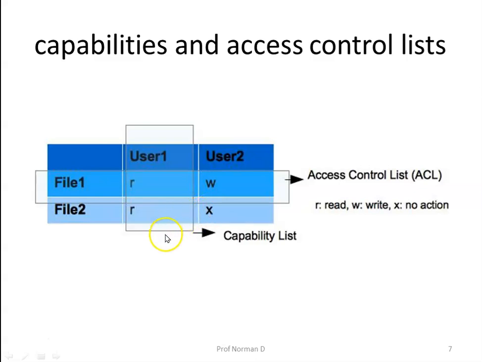Now in this figure, file 1 and file 2 would have the following access control lists. With respect to the ACL, user 1 has read permission for file 1 and user 2 has only write permission for file 1. Similarly, user 1 has read permission for file 2 and user 2 has no access permission to file 2. Whereas with respect to the capability list, user 1 has read permission to file 1 and read permission to file 2, whereas user 2 has write permission to only file 1.